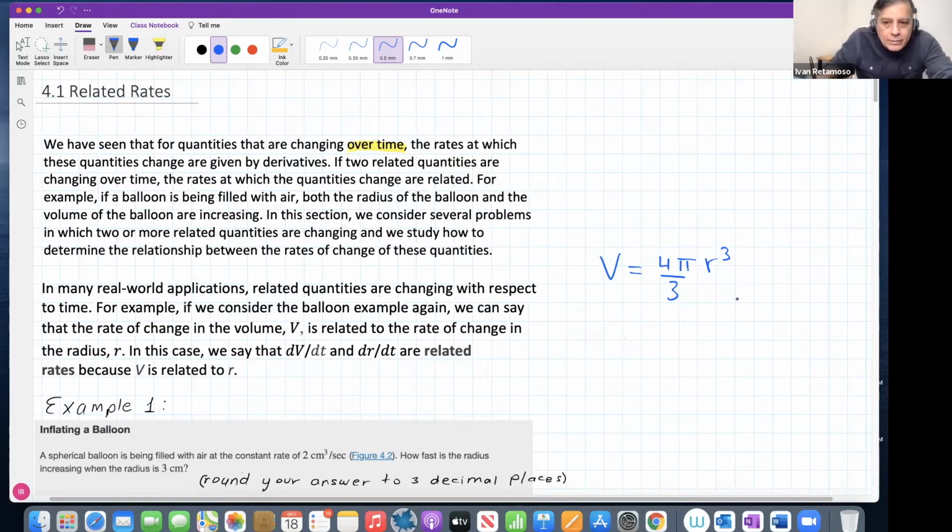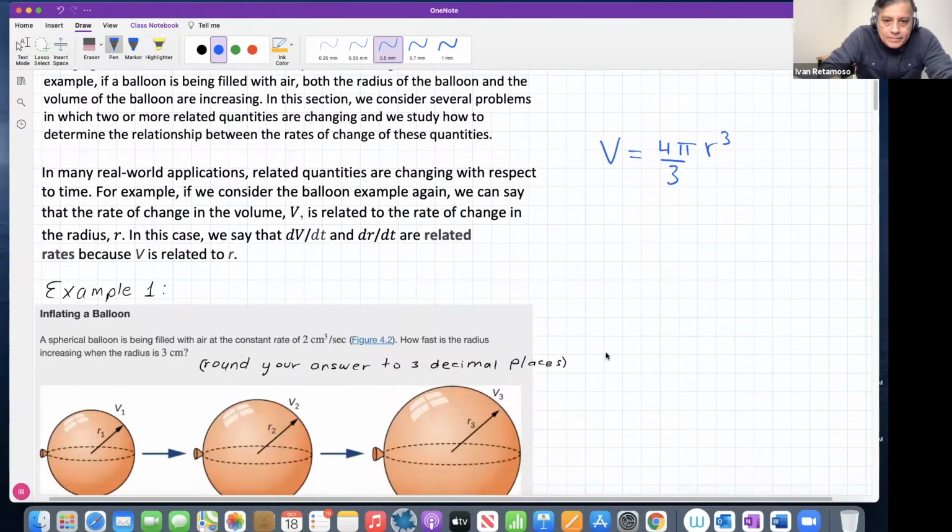Now you may say, Professor, where did you get this formula from? It comes from three-dimensional Euclidean geometry, but don't worry, these formulas, if needed, will be given to you. What is going to be important is that you figure out the relationship between the derivatives of those two quantities, in this case volume and radius, right?